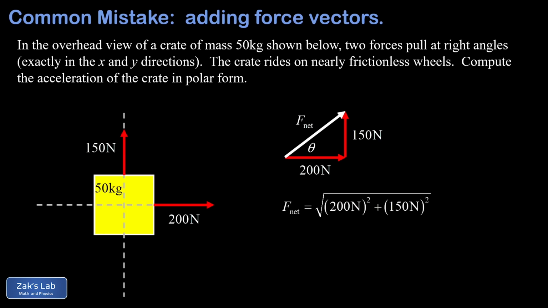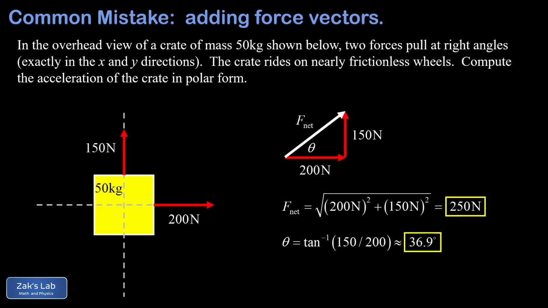Now we can compute the force magnitude F net using the Pythagorean theorem. So that's the square root of 200 newtons squared plus 150 newtons squared. And that turns out to be exactly 250 newtons. As for the angle, that's given by the inverse tangent of 150 over 200. So that's the angle whose tangent is 150 over 200, opposite over adjacent. And that turns out to be about 36.9 degrees.